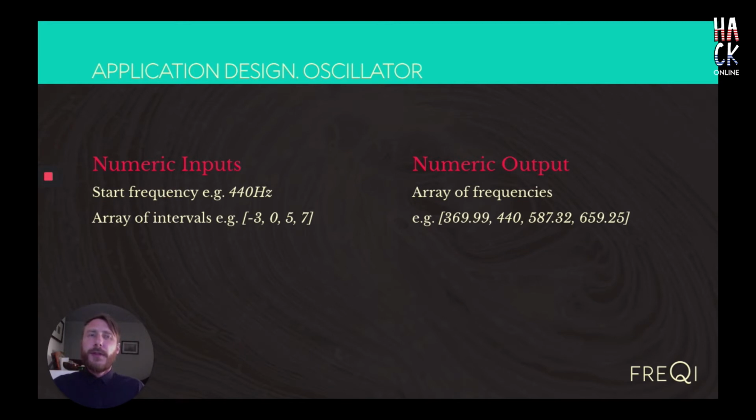So the very, very most basic way in which this API would work is to have a start frequency, so let's say 440 Hertz, which is the equivalent of the note A, and then I would give a function an array of intervals: -3, 0, which is the root note, 5, 7, could be anything, any whole number, positive or negative. And then the output of that would be the frequencies that I need. So here you can see the frequencies that I would get out the other side based on, well, a formula that we'll come to shortly.